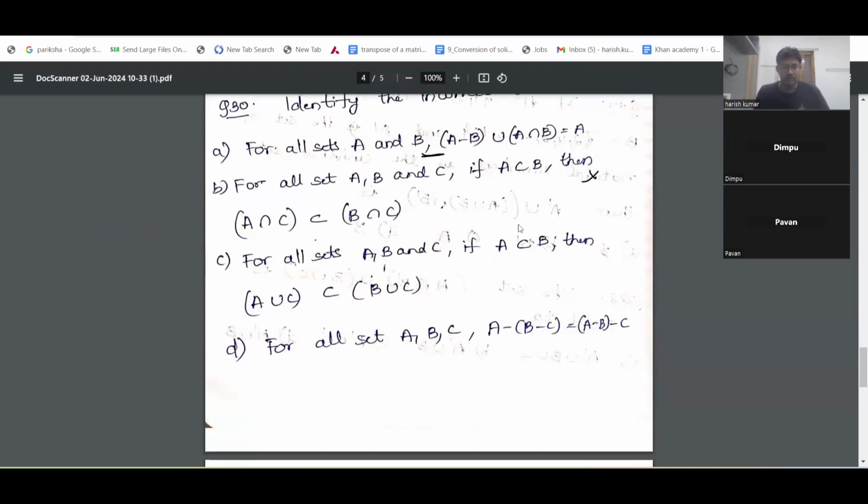Okay, sir. All right. So for all sets A, B, and C, if A is a subset of B, then A union C is a subset of B union C. What about this one? Is this statement correct?